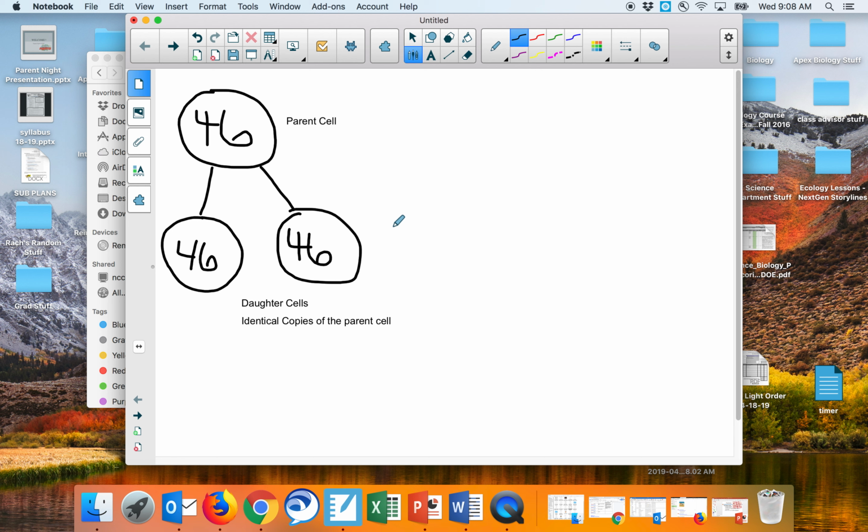Hopefully that helps you better understand mitosis. In our class discussion, we'll be able to talk about the importance of mitosis and how it relates to cancer.